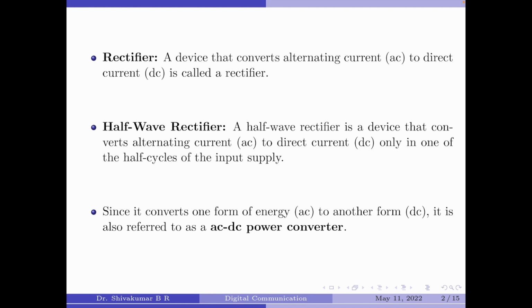So, what is a half-wave rectifier? A half-wave rectifier is a device that converts alternating current to direct current only in one of the half cycles of the input supply. It can be either the positive half cycle or the negative half cycle of the input supply. Also, since it converts one form of energy, that is AC, to another form, that is DC, it is also referred to as an AC to DC power converter.